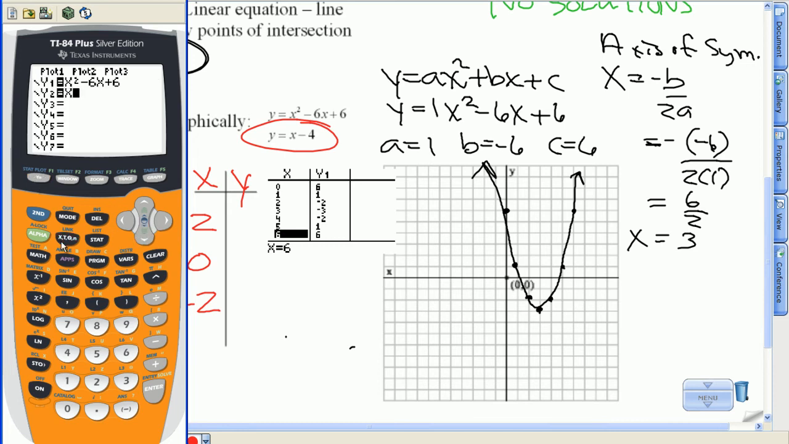So I have x minus 4, hit second table, and I want to know what I get when x is 2. You can see it here. When x is 2, y is negative 2.